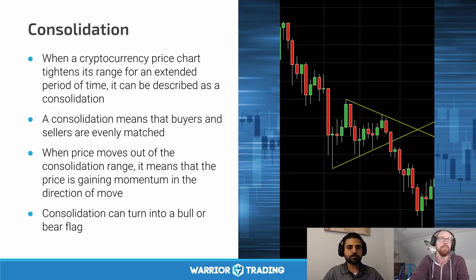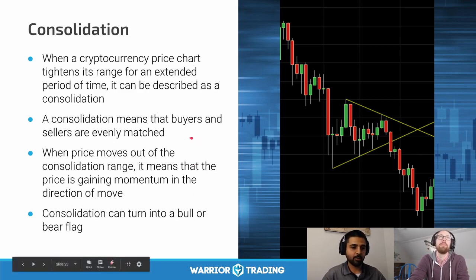Yeah, these consolidations are really important to understand because, in simplest terms, what a consolidation really is, it means that the buyers and sellers are kind of evenly matched and there's not much volatility going on in the price. But when the price finally moves out of that consolidation zone, it kind of means that the momentum is starting to build and potentially uncoil in that direction. And it's really that's when the pattern can turn into a bull flag or a bear flag, which could help you locate these great trading opportunities. And we'll talk more about the specifics of the bull flag and bear flag in the following slides.